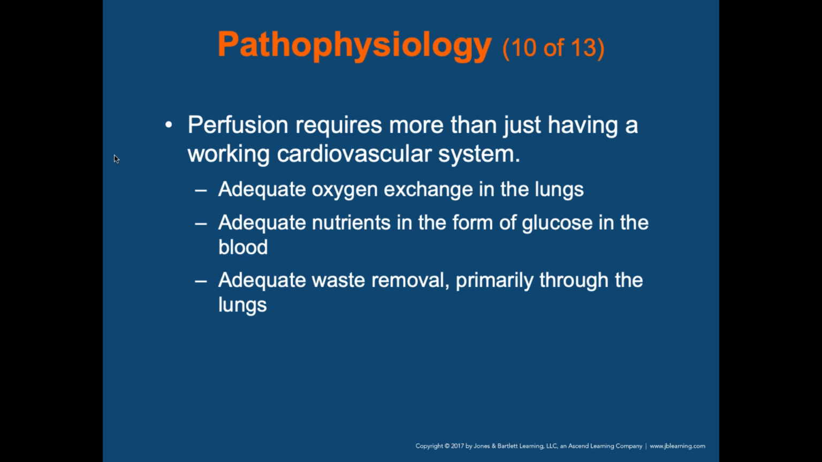Sometimes patients that are in shock may have low sugar levels. Adequate waste removal, primarily through the lungs. Can the patient adequately dispel carbon dioxide? And if they're not breathing appropriately, or they're breathing too fast, or they're breathing too slow, it'll make them acidotic or alkalotic, and we're not meeting that homeostasis, that even playing ground that we need to be on. So this is where ventilation with high flow oxygen works, using a BVM.